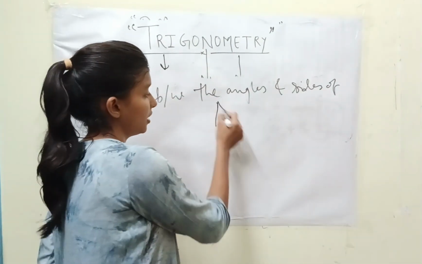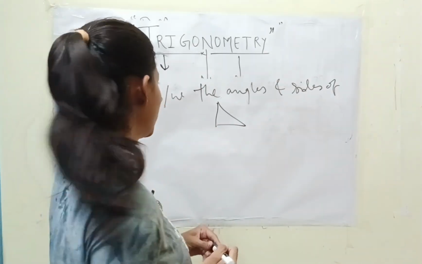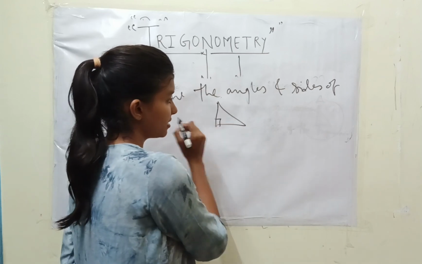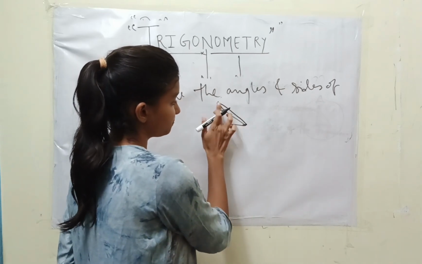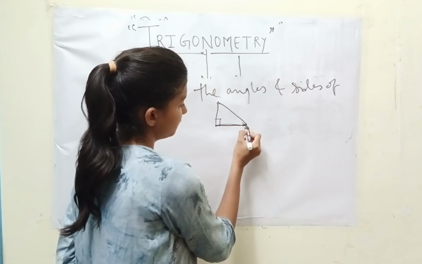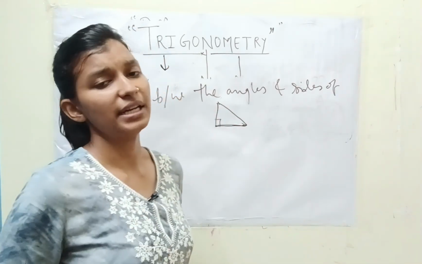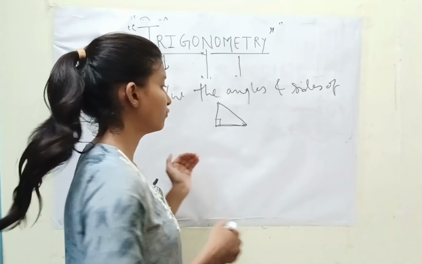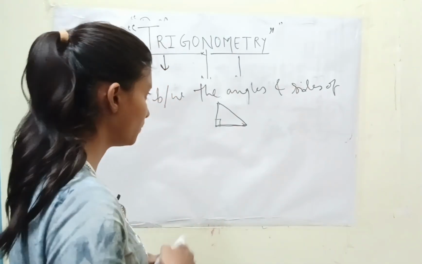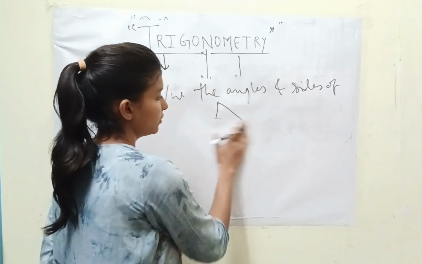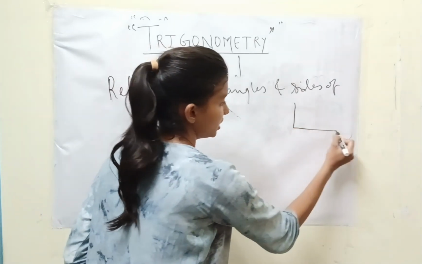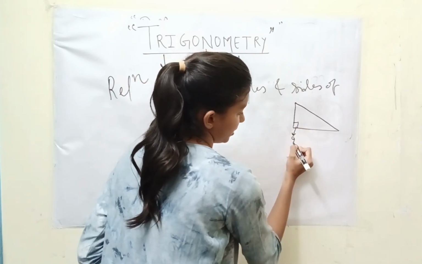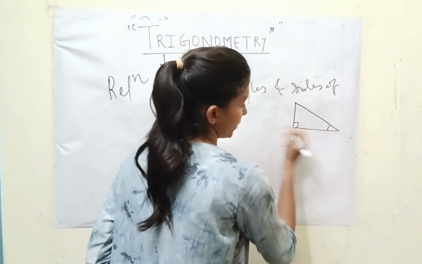As I told, we are going to study the relation between angles and sides in right angle triangles. Then first we are required to study the right angle triangle and its properties, what we have studied till now. As per the definition, we all know in a right angle triangle we have a right angle which is of 90 degrees and two acute angles.